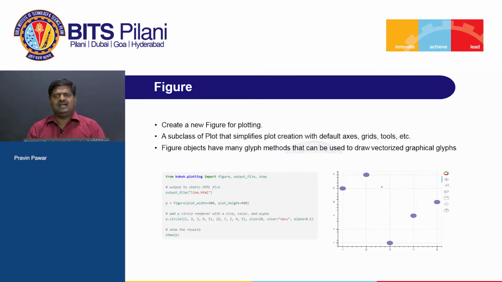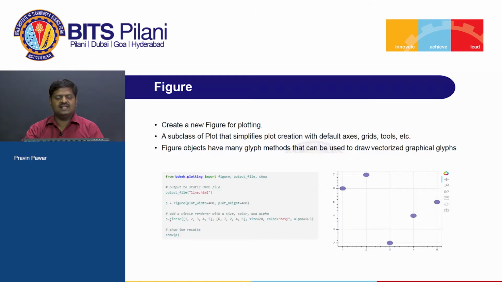Before that, let's have a look at this snippet of code. Don't bother about all the details, but have a look at this figure object that I am creating. The figure is the canvas that is available, and with the help of that I will be able to render my visualization. I need to get a reference to that figure object, and then I can make use of these glyphs.